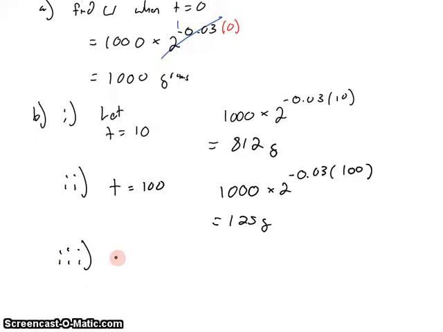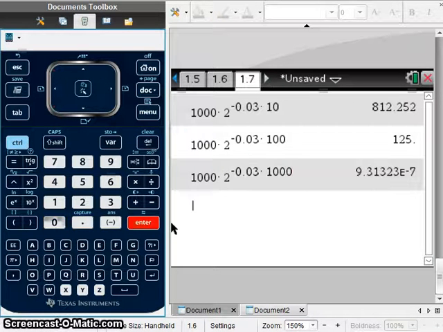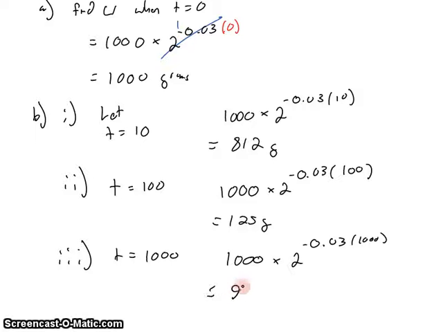Part 3, just going to let t be equal to 1,000. So I have 1,000 grams times 2 to the power of negative 0.03 times 1,000 years. And once again, I'll type it into the calculator, but I'll do it by scrolling up, press enter, change 100 to 1,000. Yikes, that's almost 0. That is 9.3 times 10 to the negative 7.